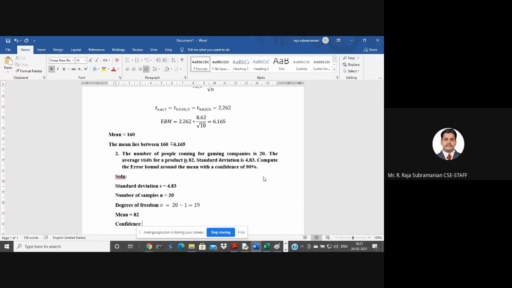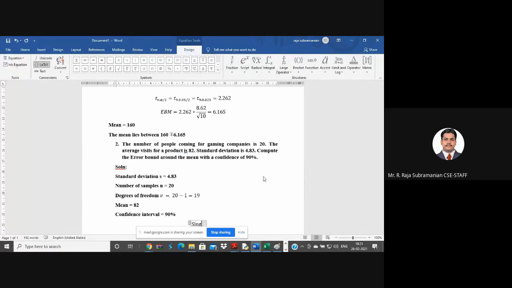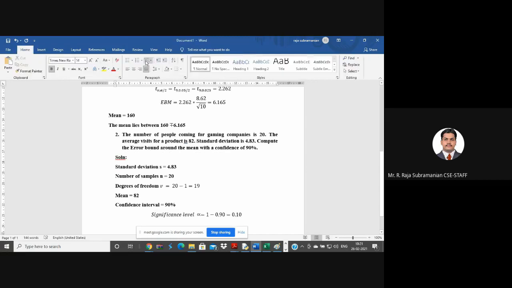Finally, confidence interval. Confidence interval is going to be 90 percentage. So now I can calculate the alpha, that is the significance level. Alpha is nothing but the significance level, better we can write that. Significance level alpha is equal to 1 minus 90 percentage, which can be written as 0.90, and as Narasimha said, it is going to be 0.10. Right, now I got everything ready. Now we can proceed into the formula for EBM.